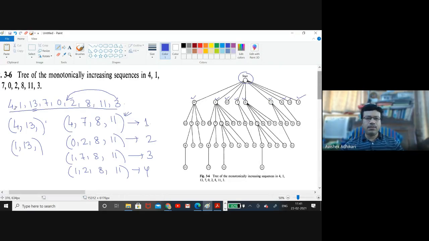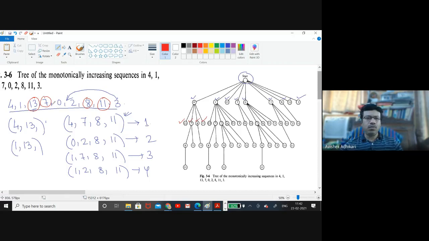Then the second round, start with 4. Start with 4 and then find all the numbers which are greater than 4 present in the list. For example, here 13 is greater than 4, so 13 is here. Then 7 is greater than 4, so 7 is here. 8 is greater than 4, so 8 is here. 11 is greater than 4, so 11 is here.